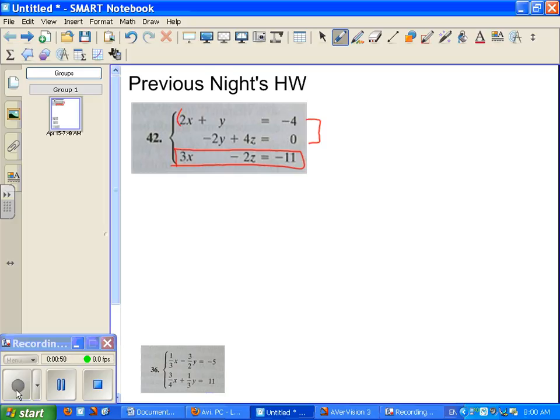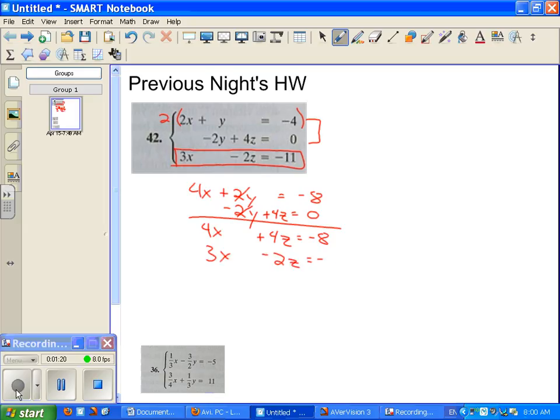So I'm going to multiply the top one by 2. So I'll get 4x plus 2y equals negative 8. And then down here, this one stays the same. So when I add down, I get 4x, these cancel, plus 4z equals negative 8. So now I have two equations that only have x's and z's in them, because I'm going to use this one that I had from the beginning.